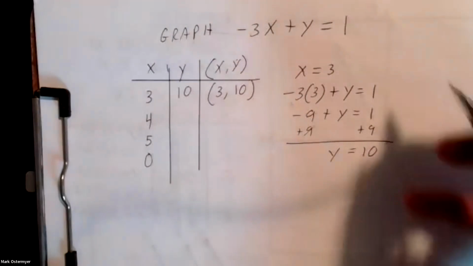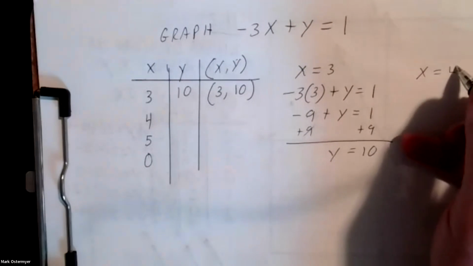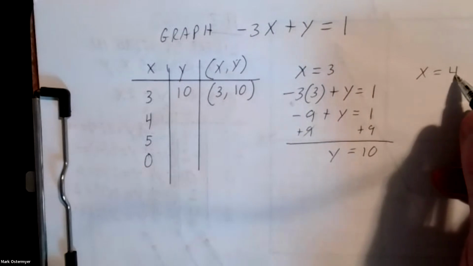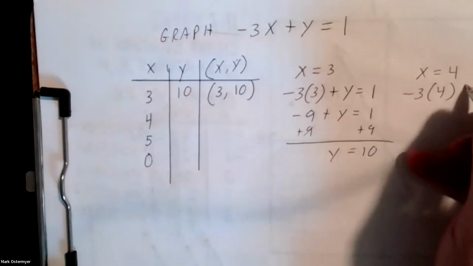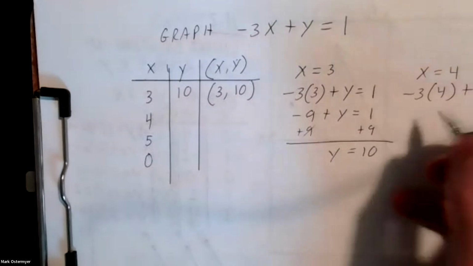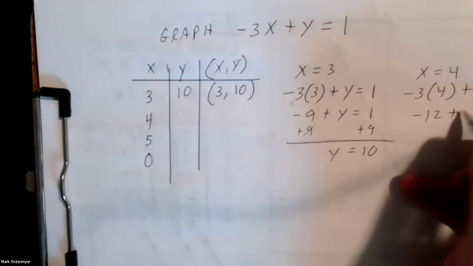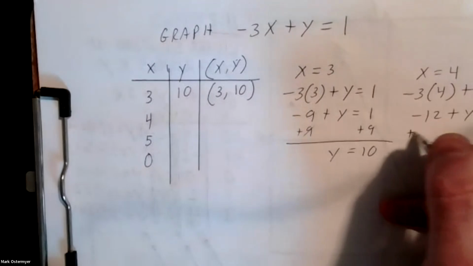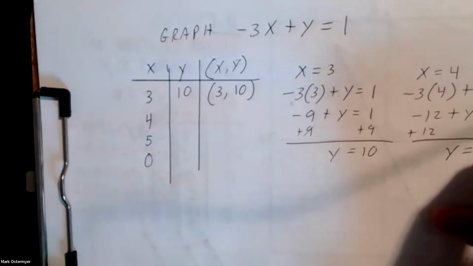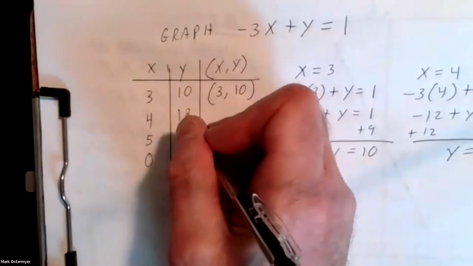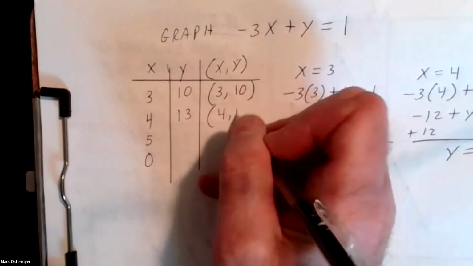Now we'll let X be 4. If X is equal to 4, we have to find Y. Take 4, substitute in for the X variable into the equation, and then solve for Y. This is going to give us negative 12 plus Y equals 1. We're going to add 12 to both sides to solve for Y. Y is equal to 13. We have another ordered pair solution, (4, 13).